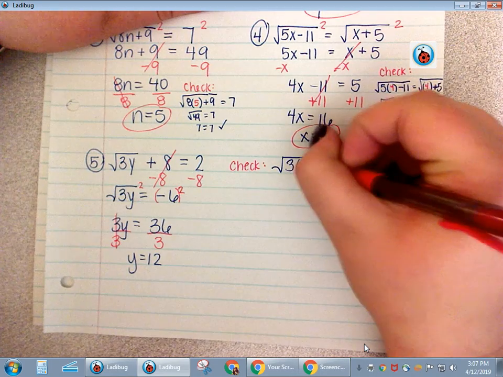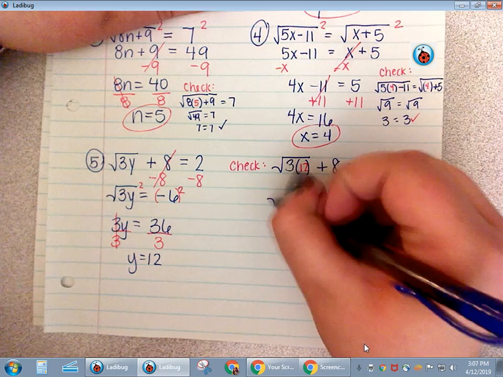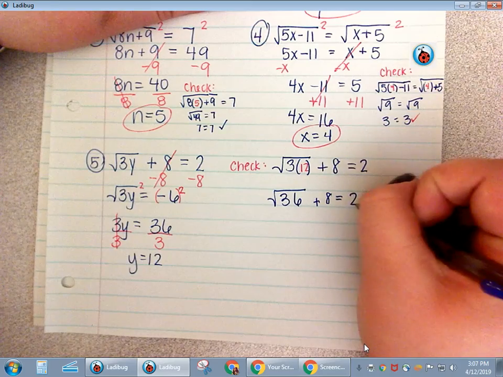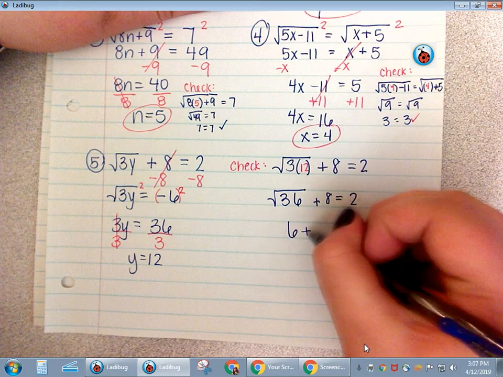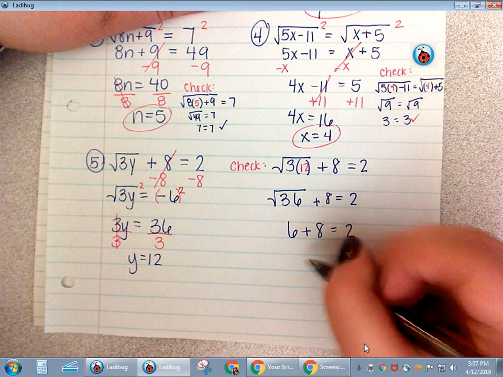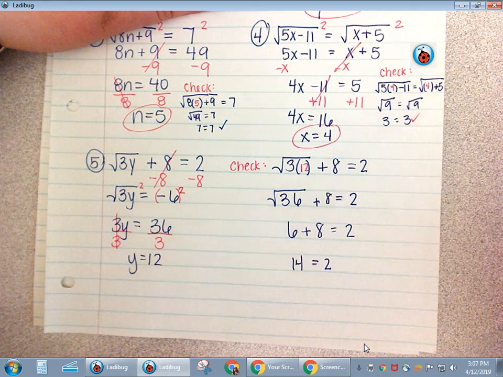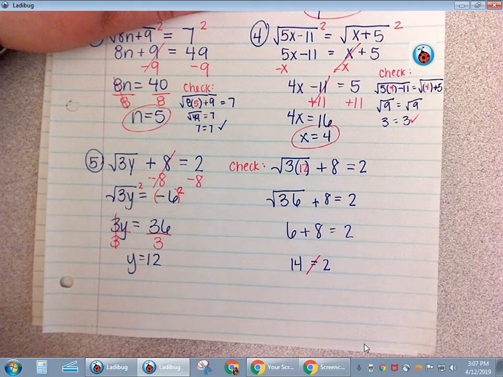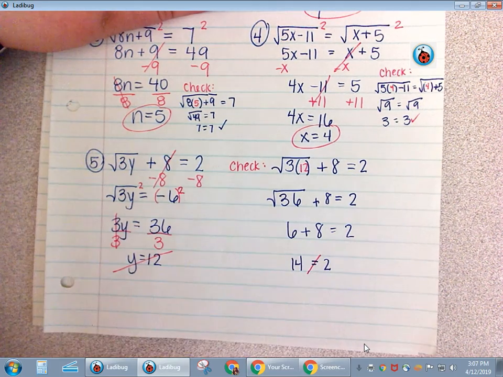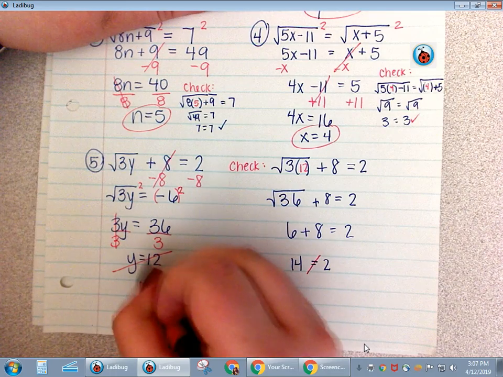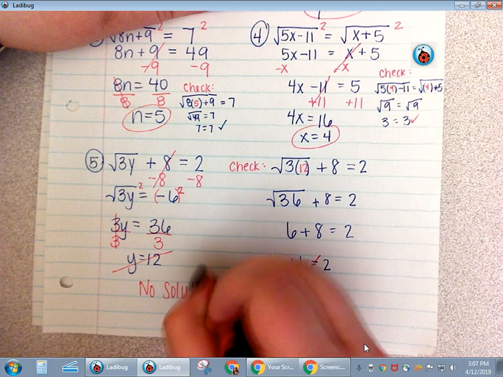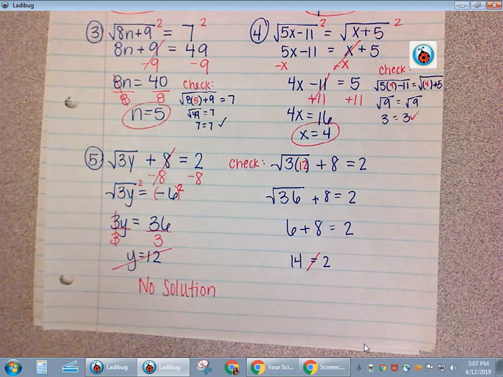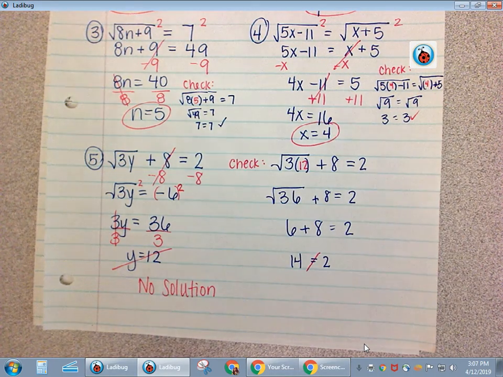Our x is 12. So we've got the square root of 3 times 12 is 36. Square root of 36 is 6. 6 plus 8 is 14. But 14 doesn't equal 2. So this check shows us that this is actually not a solution. And our answer is that it's no solution. So if you check it and it does not work, you can have an answer of no solution.